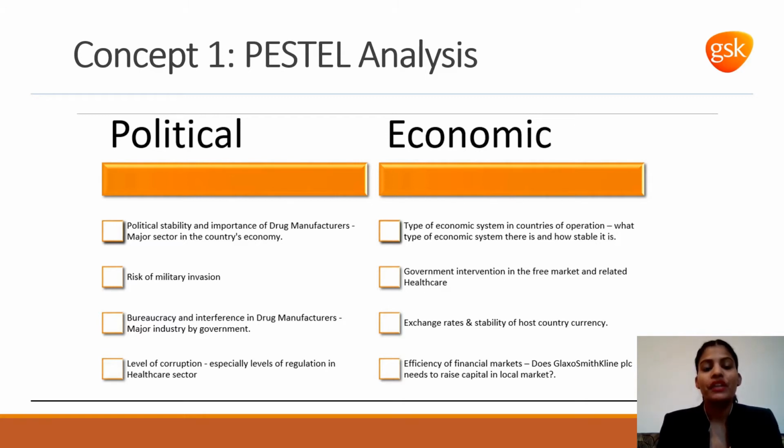And in the economic factor, GlaxoSmithKline PLC can use countries' economic factors such as growth rate and inflation rate, and industries' economic indicators such as the drug manufacturers' major industry growth rate, consumer spending, etc., to forecast the growth of the economy and the trajectory of not only the sector but also of the organization. The type of economic system in the country of operation, and its stability, are analysed by the economic factor.